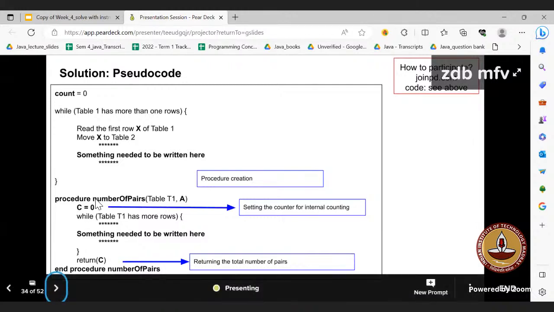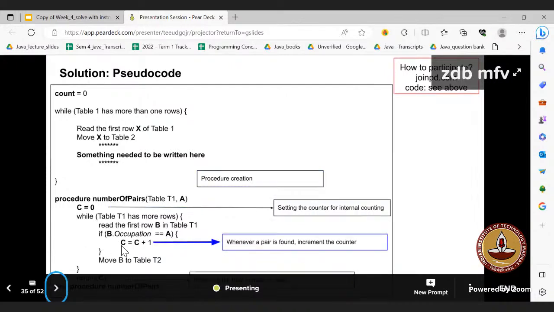So you will start with C equal to 0. You have to iterate over the remaining rows of your table. You will check while table 1 has more rows. If both employees have the same occupation, you will read the top row, and then see whether both occupations are the same. Read the first row B in table 1. If B dot occupation equals A, that means A is nothing but the occupation here, then C equals C plus 1 will happen. Then move X to B to table 2.